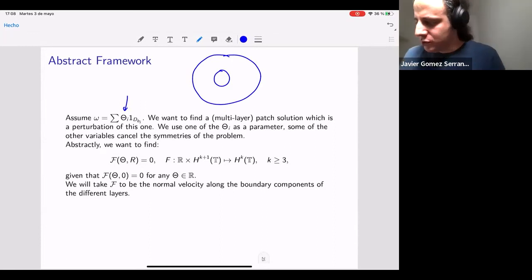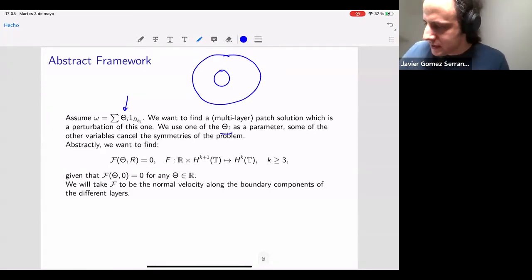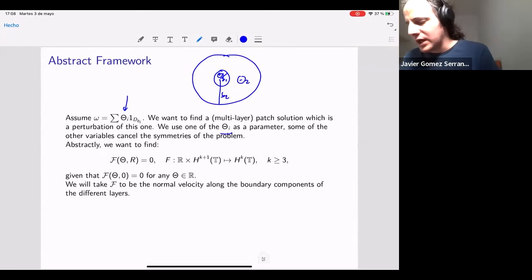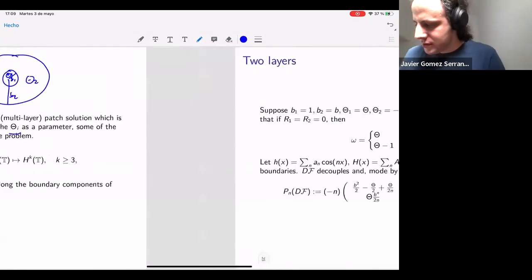Okay, and we're going to use one of the thetas as a parameter, and we will use some of the other variables to cancel the scalings, and in some cases also to work with finite energy spaces. So in an abstract way, we want to find a zero of some function, where R is the parametrization of our boundaries and theta is one of the constants. We essentially have 4 parameters: b1, b2, theta2, and theta1, minus the ones that we take out to kill the symmetries. The function whose zero we want to find is the normal velocity along the boundary components of all the layers.